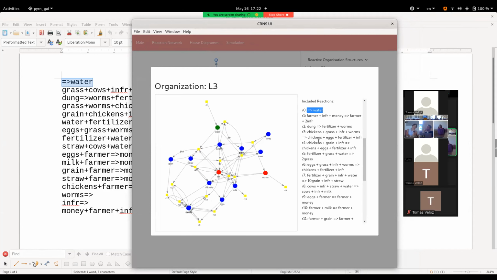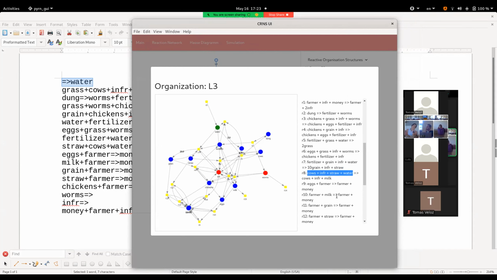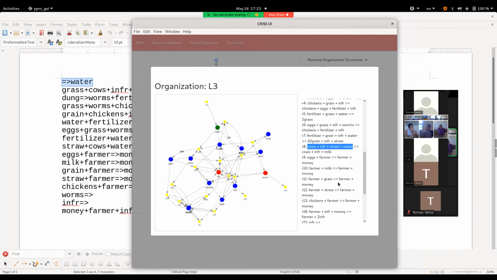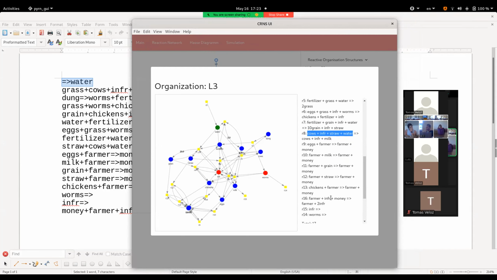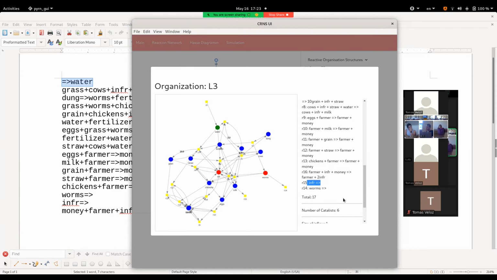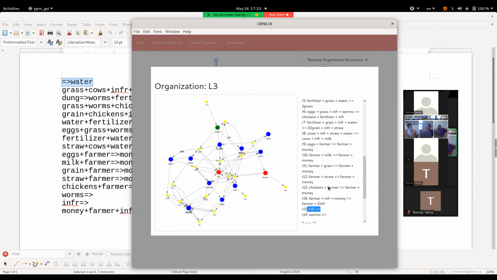So what dung makes, how chickens produce eggs, how eggs produce chickens, how water is used to grow grass, how we can create milk out of the cow, how we can make money out of the milk, how we can make money out of the grain, out of the straw, and how we can use the money to produce more infrastructure, and also having decaying of infrastructure, because if we use it too much, it's going to be destroyed over time. So we can make a sort of model of that.